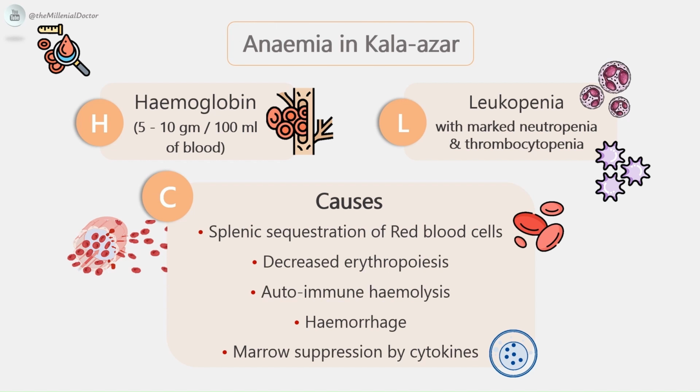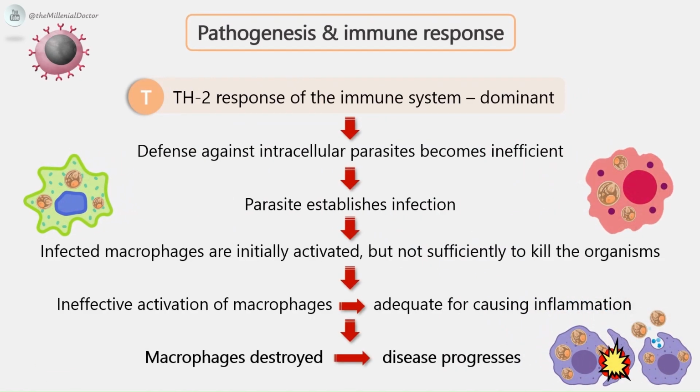The causes of anemia in kala azar are: first, splenic sequestration of red blood cells, RBCs; second, decreased erythropoiesis due to replacement of bone marrow with parasitized macrophages; third, autoimmune hemolysis; fourth, hemorrhage; and fifth, marrow suppression by cytokines. Next, pathogenesis and immune response.